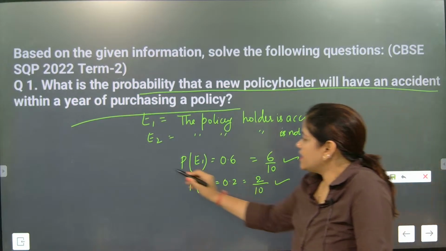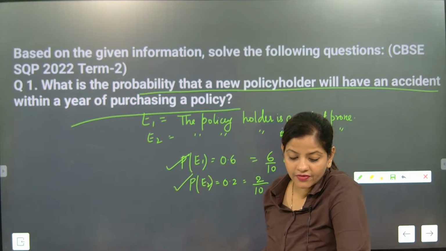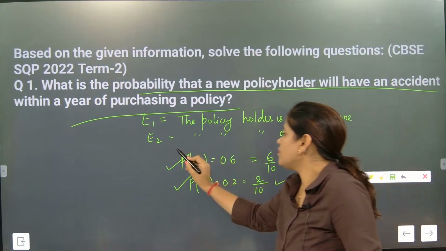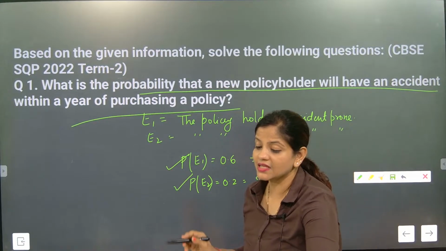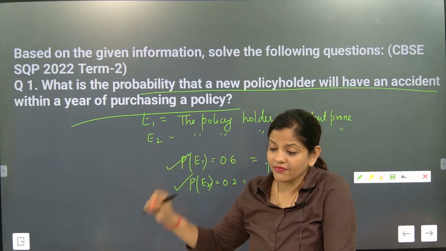When you are writing having probability, not having. Now look here. This is when accident is there, not having accident. But beta, here the question is asking the total percentage having accident.